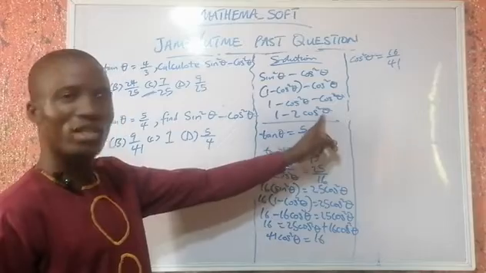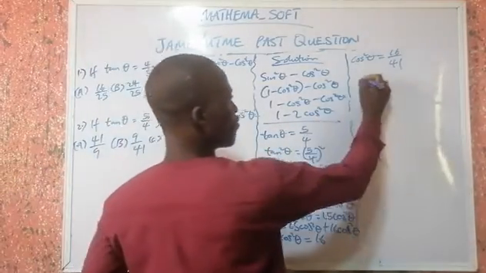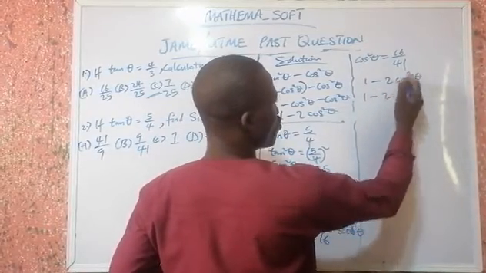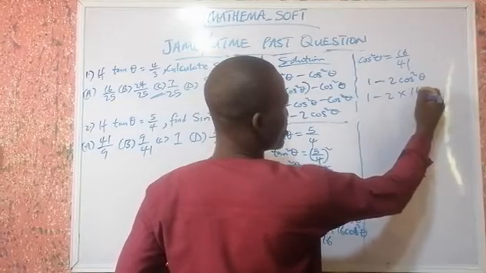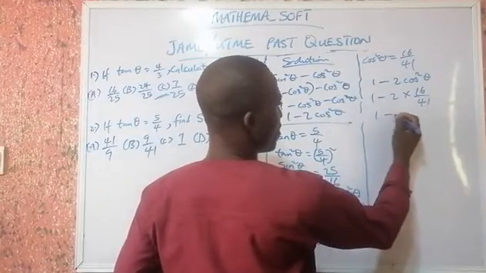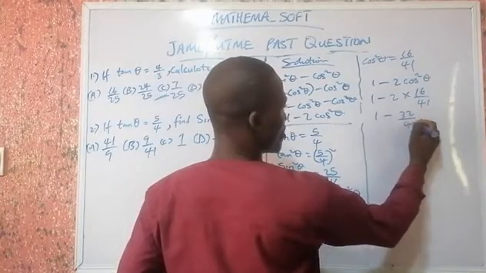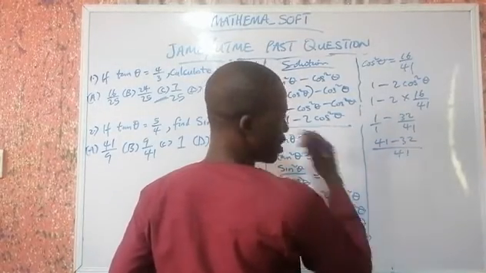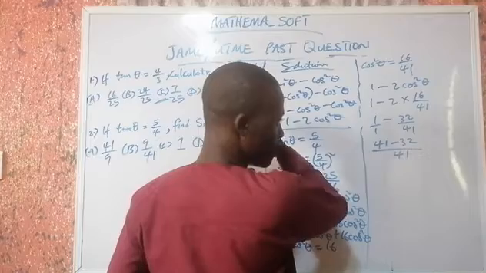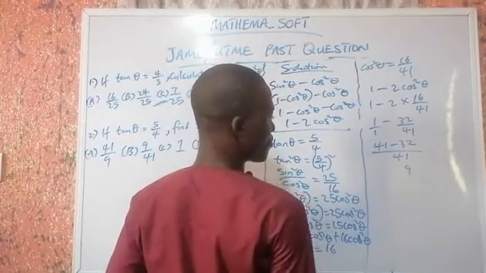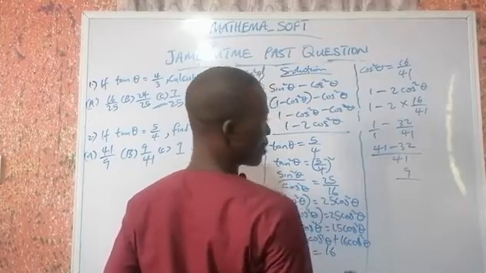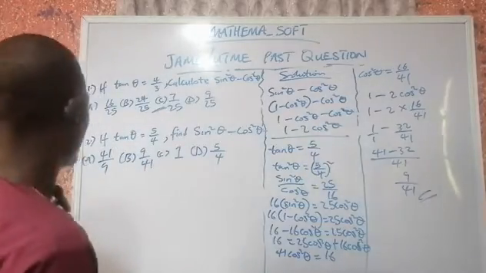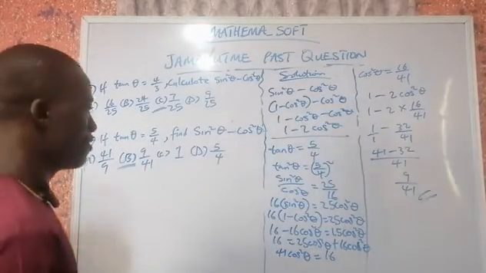So that is what I will bring into this expression now. So I have 1 minus 2 cos squared theta. That will be 1 minus 2 times, what is my cos squared theta? That's 16 over 41. And then I will say 1 minus 32 over 41. Put this over 1. That will be 41 minus 32 over 41. So if we subtract that, that will be 9, over 41. So this will be my answer. So that is B, 9 over 41.